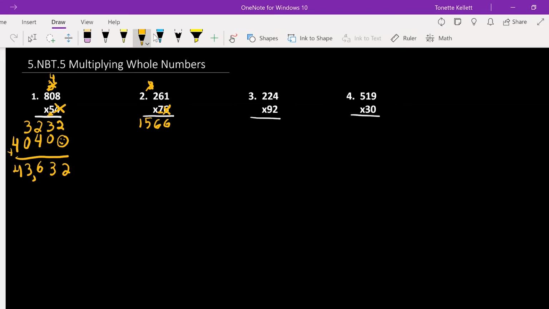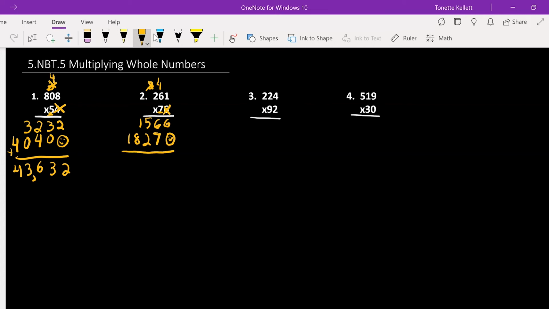Now we're really multiplying by 70, so I'm going to put a 0 here. I'm going to make it a smiley face because I'm almost done. 7 times 1, really 70 times 1, but 7 times 1 is 7. 7 times 6 is 42. 7 times 2 is 14, plus 4 is 18.